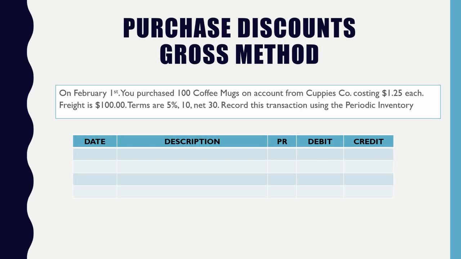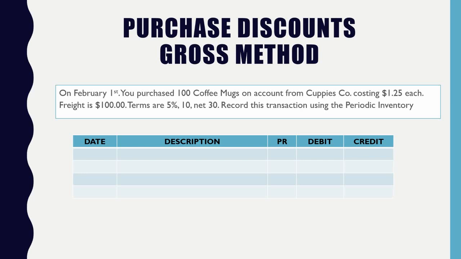In this case, we're looking at a purchase where we purchased something on February 1st. You purchase 100 coffee mugs on account from Cuppy's Co., and it costs you $1.25 each with freight of $100. Terms are 5/10, net 30. Record this transaction using the periodic inventory. So again, we're using the gross method.